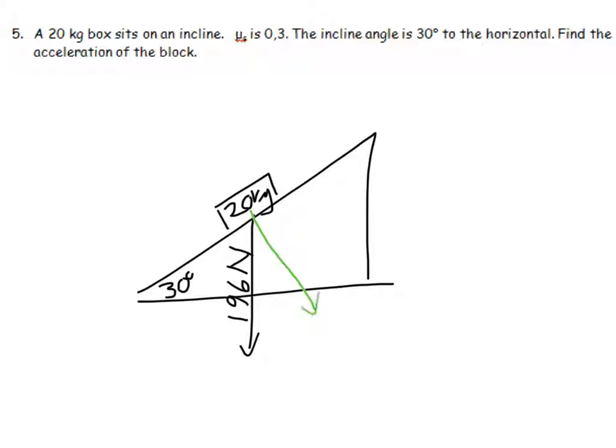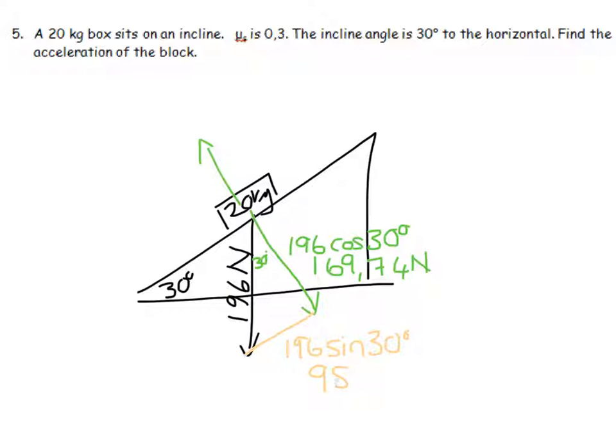Working out my 30 degrees is over there. This is the adjacent side, so it's 196 cos of 30 degrees. And that turns out to be 169,74 newtons, and that is also your normal force, of course. And then if I go over here, I land up with 196 sine of 30 degrees. That turns out to be 98 newtons, the component of weight acting down the slope.